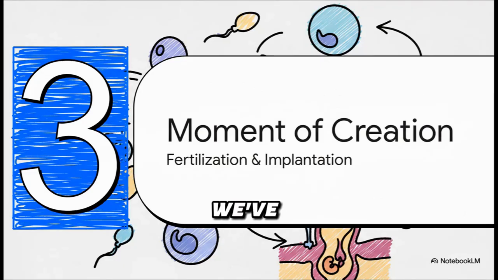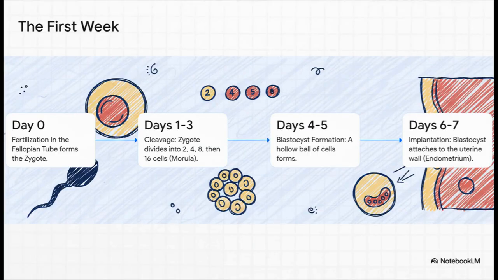So we've got our sperm, we've got our egg. Now we're at the main event, the moment of creation itself, where these two cells meet and a new life begins. Let's talk about fertilization and the critical next step, implantation. The first week of life is just wow. It's an incredible journey. It starts with fertilization, usually in the fallopian tube, which creates that first cell, the zygote.